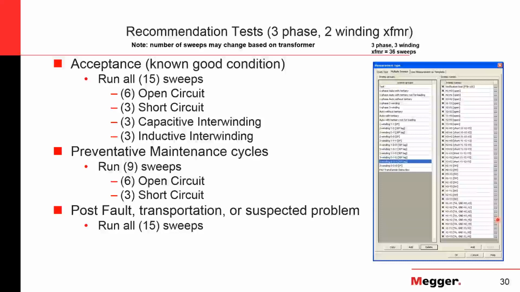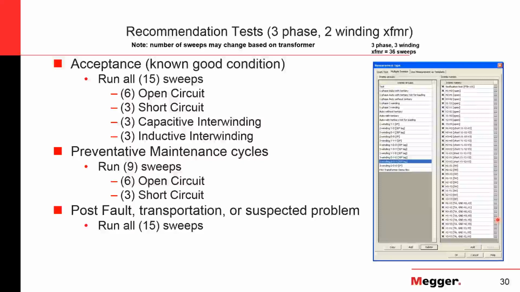So you want to run all 15 sweeps at that point. 6 open circuit, 3 on the primary, 3 on the secondary, 3 short circuit where you measure on the primary and you short the secondary, and then 3 capacitive interwinding and 3 inductive interwinding.